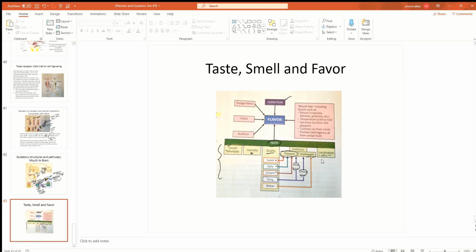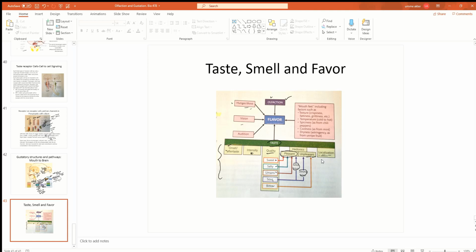Olfaction from the nose, right? Smell, if the smell is good, you enjoy the food. If the smell is not good, you don't enjoy. Very closely related, right? Hunger or thirst. When you are hungry, you enjoy the food more. When you are thirsty, you enjoy the drink more. Vision. How beautifully the food is being presented. That is also important. That's why we do the decoration, right? And presentation of food is very important. Visual signal also helps you to enjoy the food.